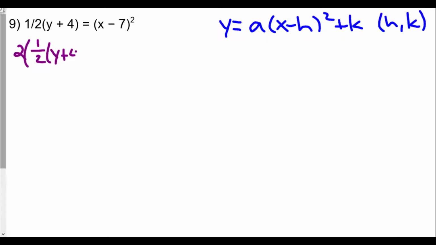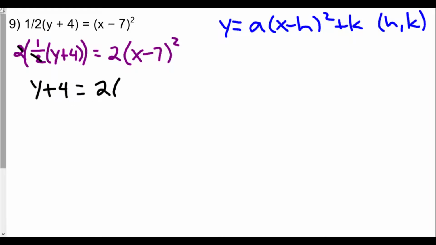All right, so we're going to multiply the right side by 2 and the left side by 2. But we're not going to distribute to the right side, though. We're going to leave it in this form. Why? Because it's kind of set up in the vertex form for us already. We'll see here that the 2's divide out with the 1/2, and we're left with y plus 4 equals 2 times (x minus 7) squared.